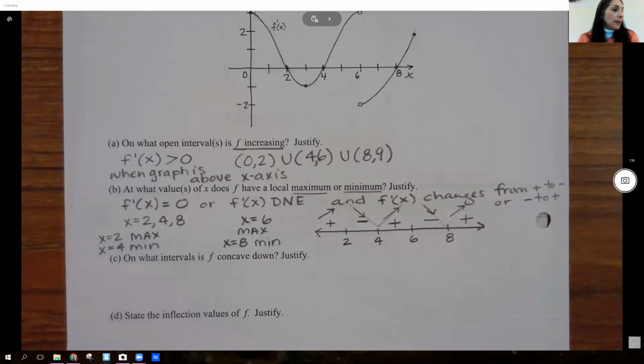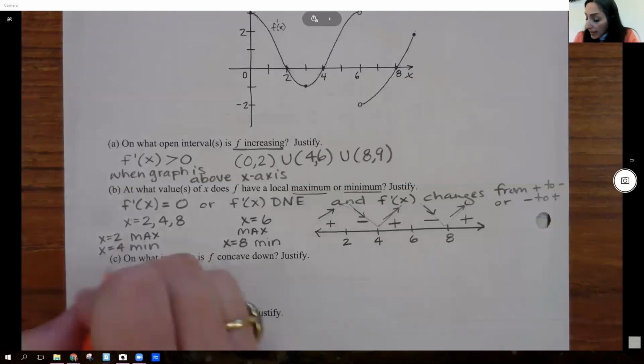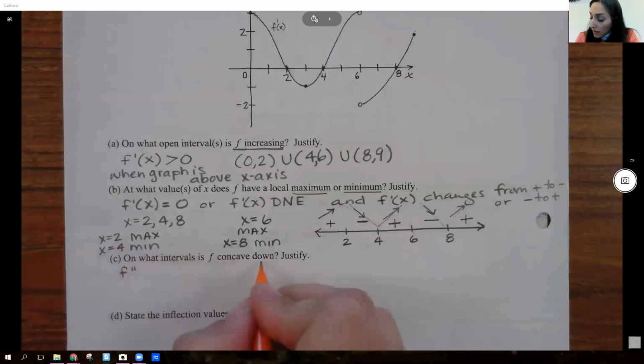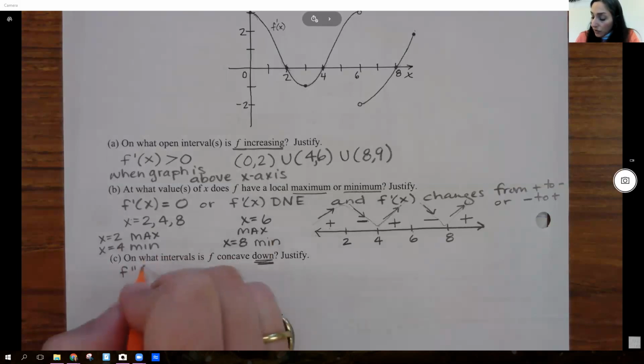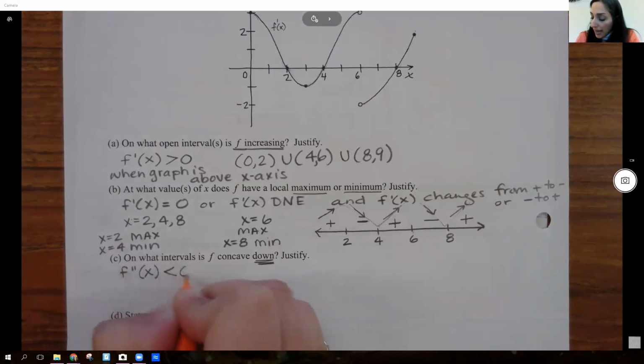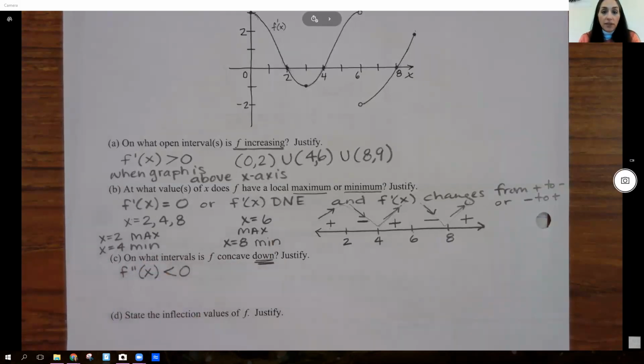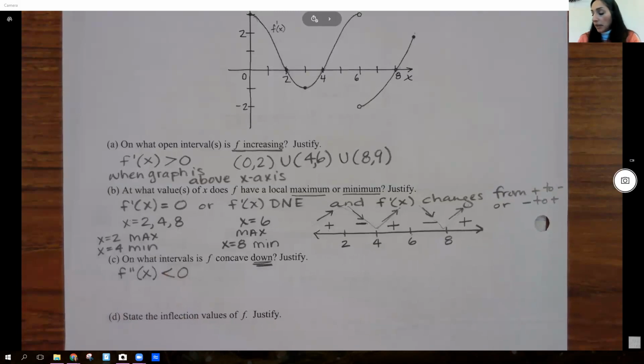Okay, so now we're going to go to letter C, and now it's asking us about concavity. So that's the second derivative. Concave down, so the second derivative has to be negative. We're concave down when the second derivative is negative.